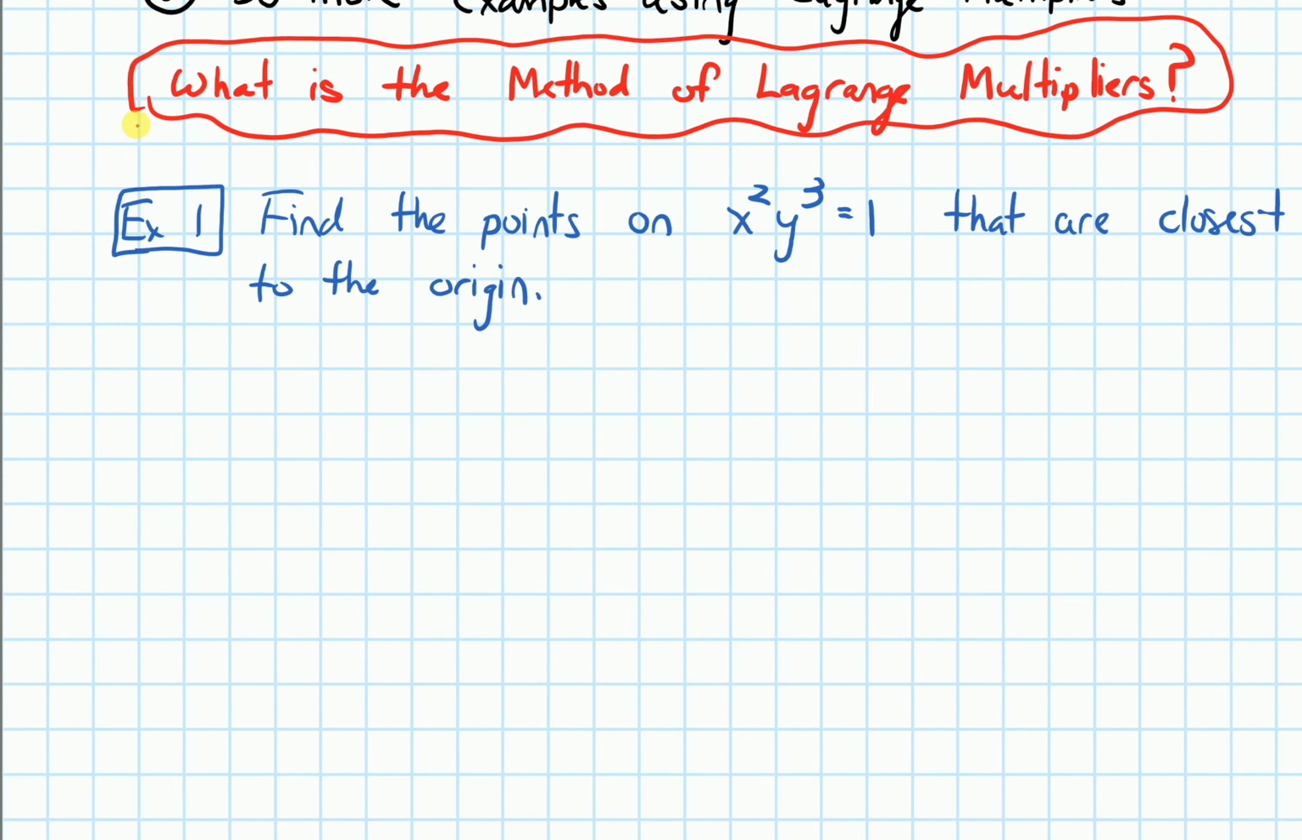In this video, we are going to talk about what the method of Lagrange multipliers is, and how we use it in max and min problems where we have a constraint. So I want to begin with an example to motivate this method.